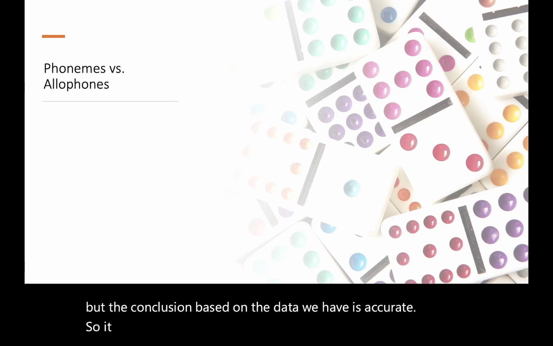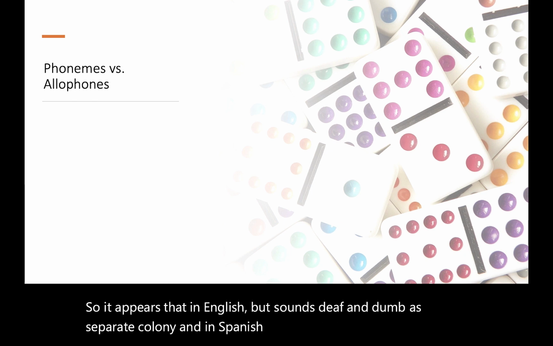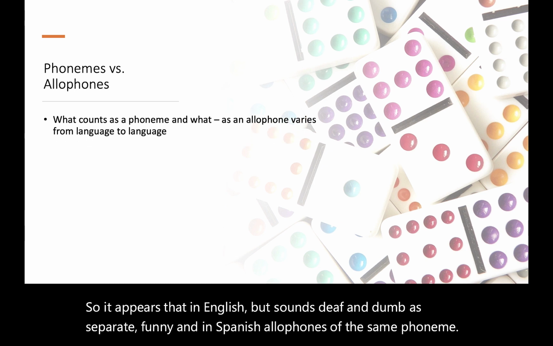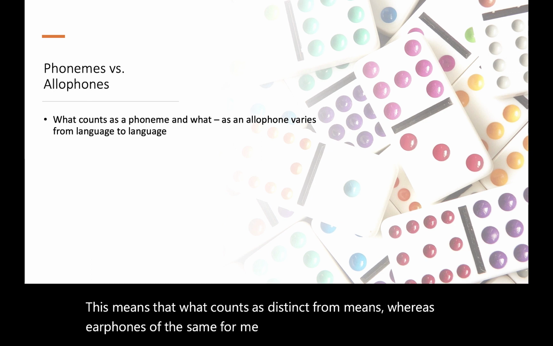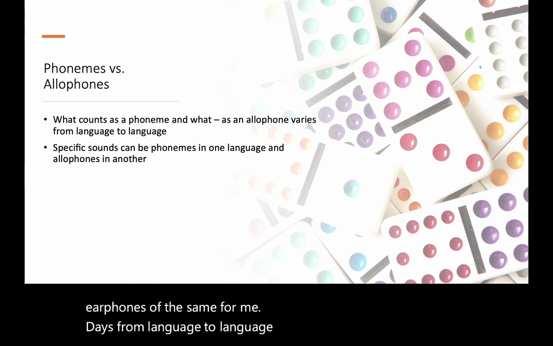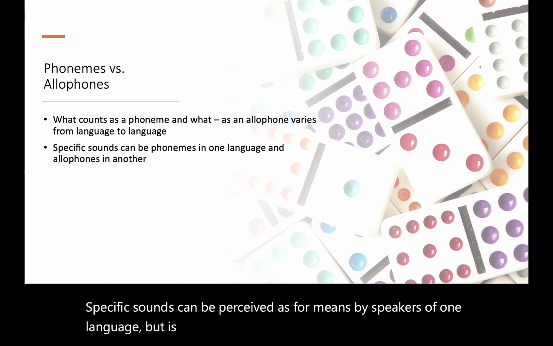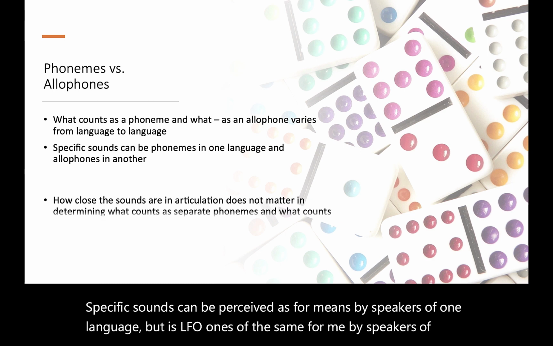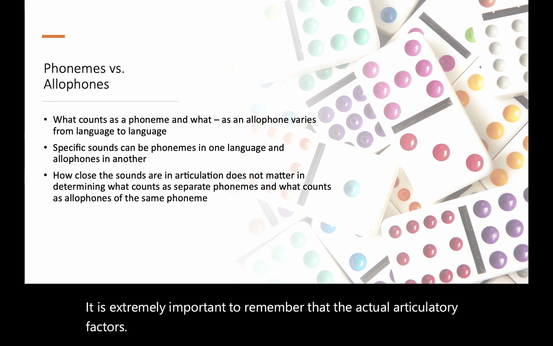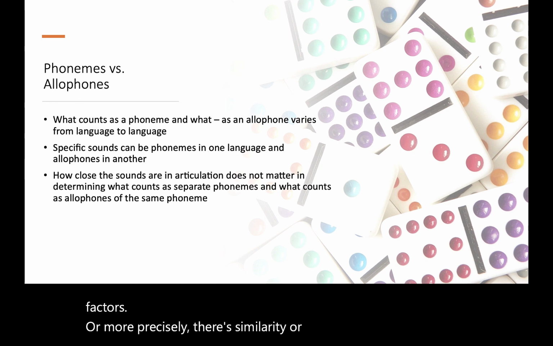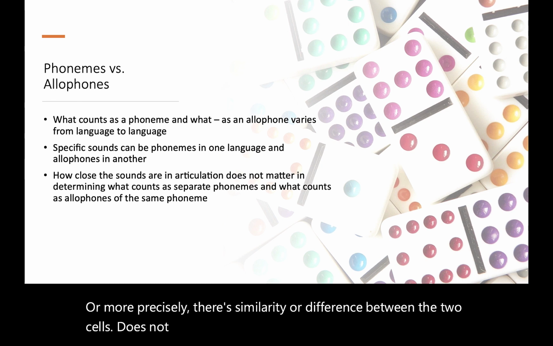So it appears that in English the sounds d and th are separate phonemes, and in Spanish, allophones of the same phoneme d. This means that what counts as distinct phonemes or as allophones of the same phoneme varies from language to language. Specific sounds can be perceived as phonemes by speakers of one language, but as allophones of the same phoneme by speakers of another. It is extremely important to remember that the actual articulatory factors, or more precisely their similarity or difference between the two sounds, does not affect whether the sounds are distinct phonemes or allophones of the same phoneme.